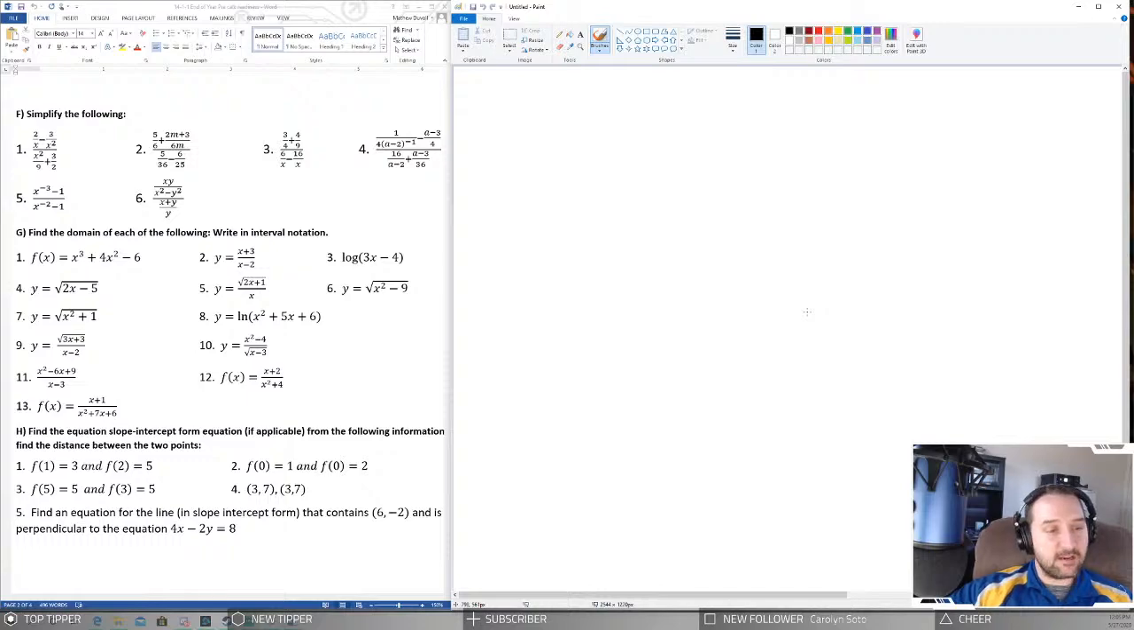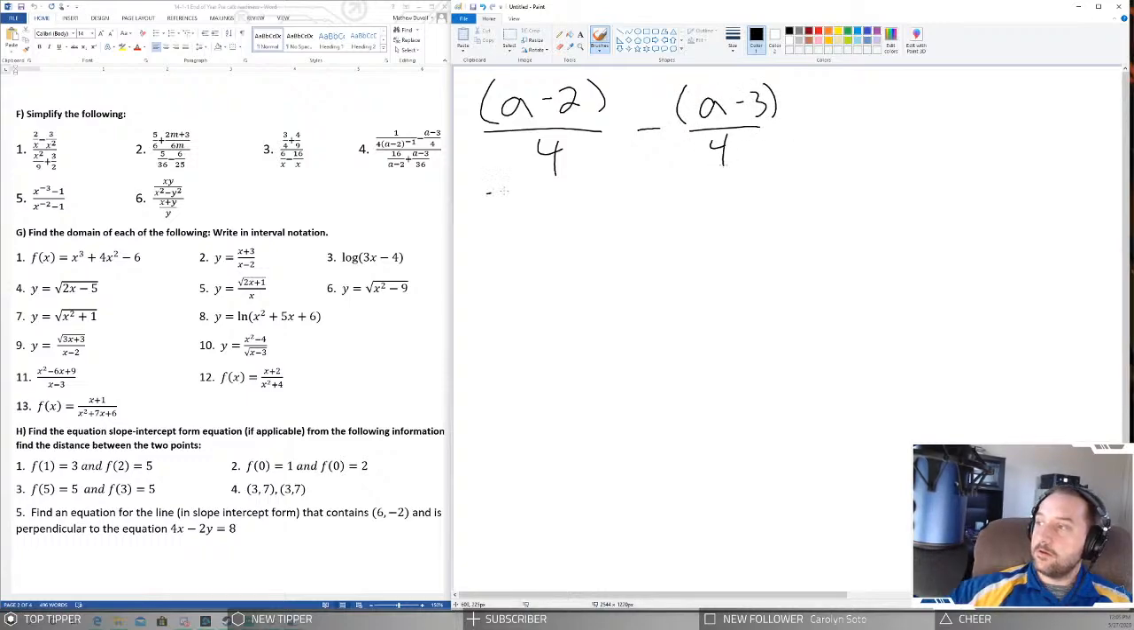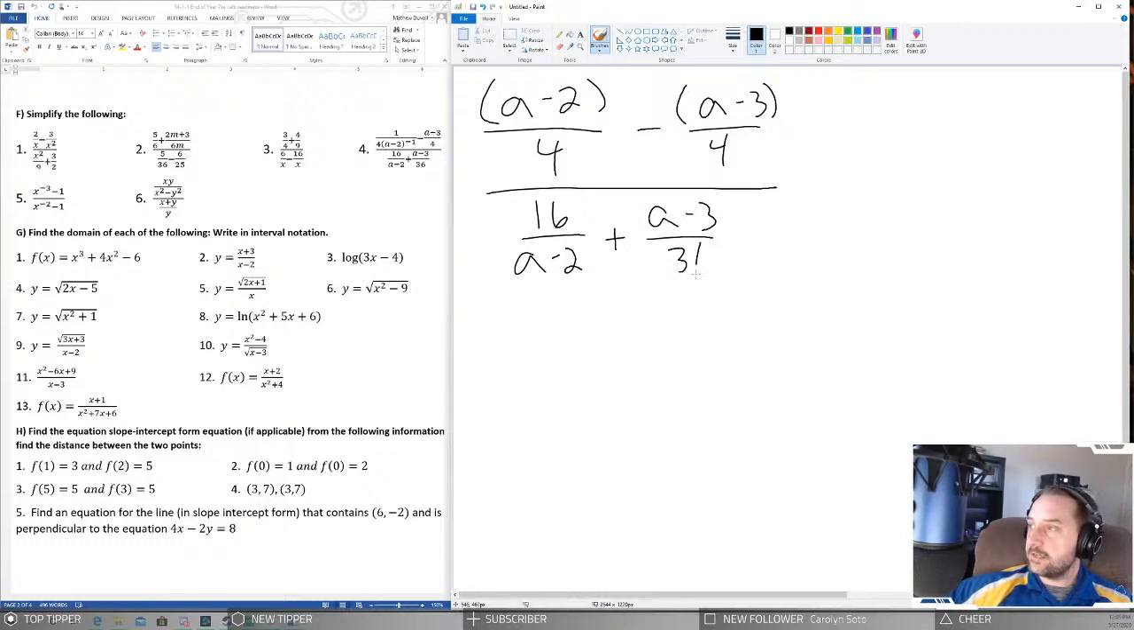So to get rid of the negative, if you move it over the divisor, then instead of to the negative 1 power, it becomes to the positive 1 power. So that's actually the first thing that I want to do here. By doing that, I'm going to get a minus 2 over 4 minus a minus 3 over 4, over 16 over a minus 2 plus a minus 3 over 36.